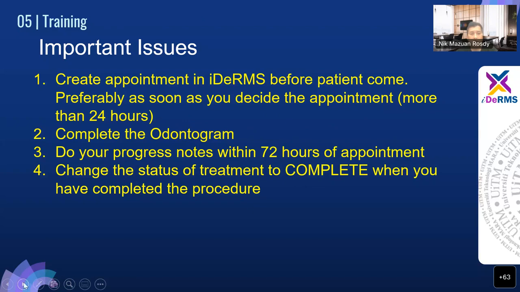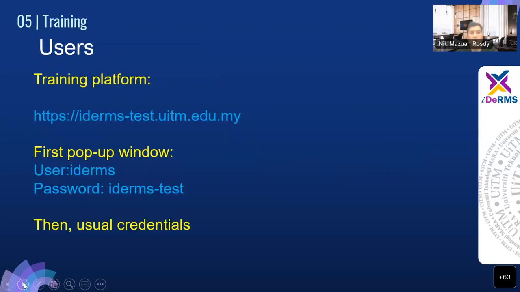Everyone, try to log into our training platform using the address on the screen. In the first pop-up window, you should put the username as iDeRMS and the password as iDeRMS test. Then when the landing page or login page appears, please put your username as your student ID, and the password should be from your student portal, undergraduate and postgraduate. Okay, try to do that.